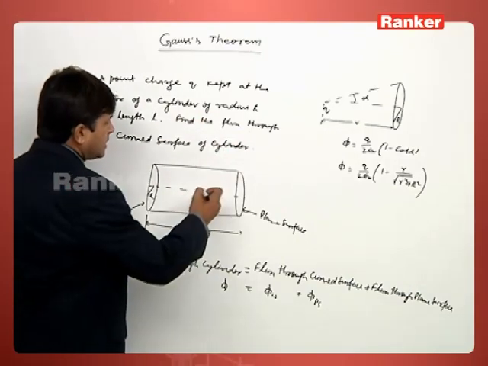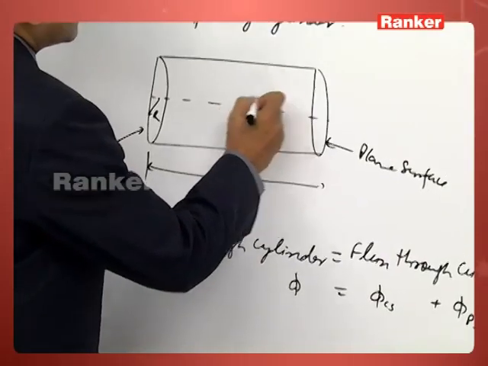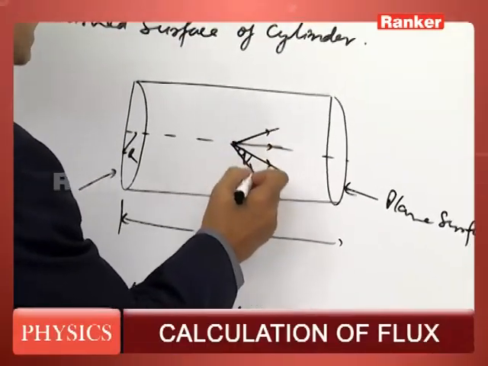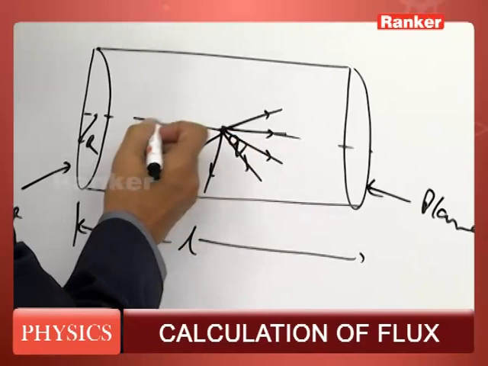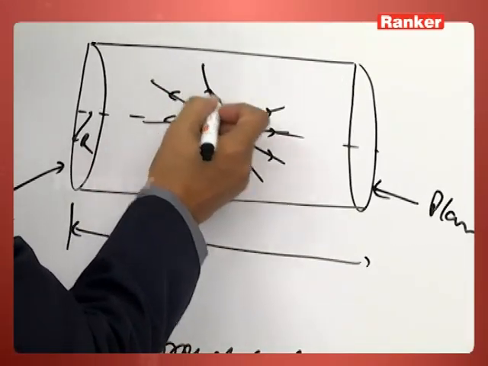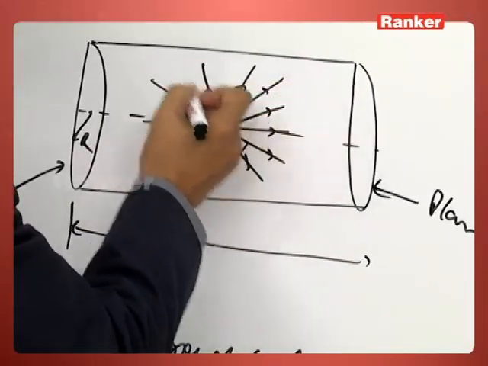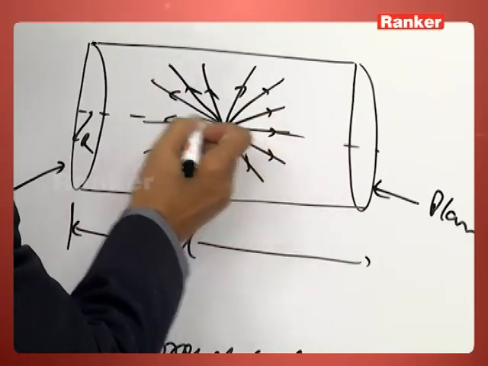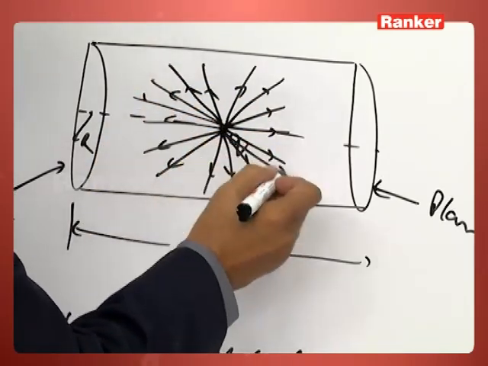Again, if we are talking about flux, it means the number of lines of force passing through a given area. So here the point charge is producing lines of force like this.